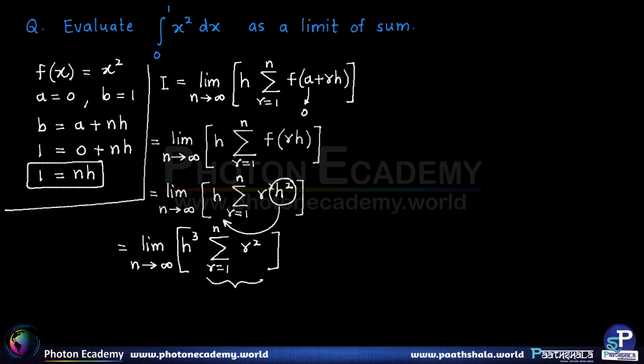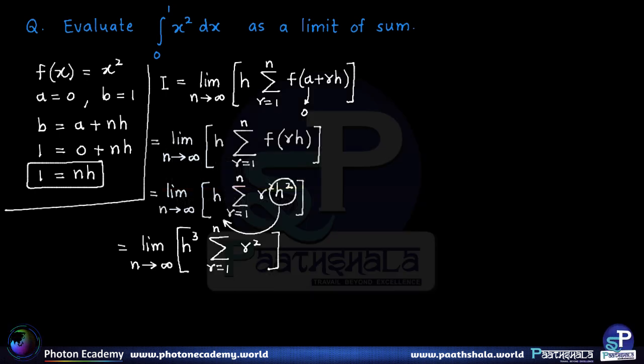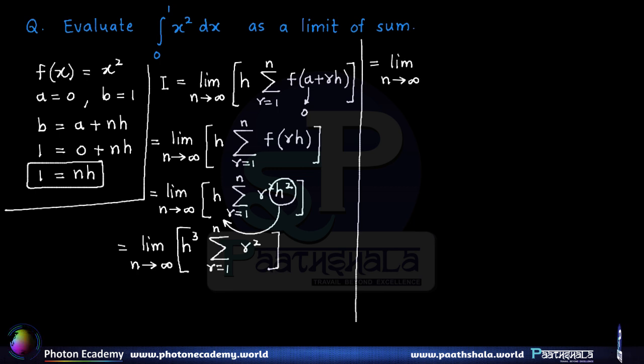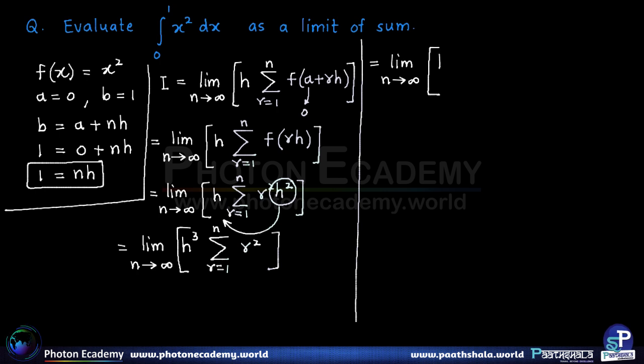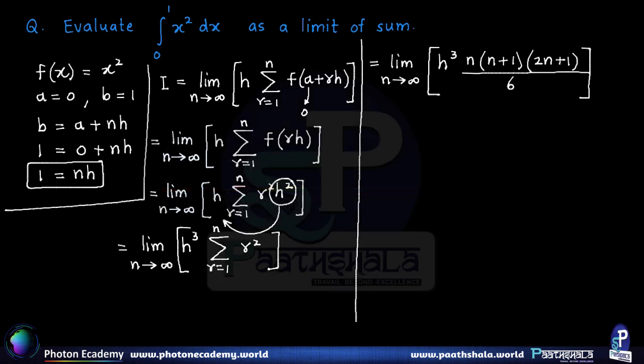So what is the meaning of this summation? We want to sum the squares of first n natural numbers, and from the sequences and series we already know that this is a standard result. So let us write that result, where n tends to infinity, we have h cube, and summation is nothing but n into n plus 1 into 2n plus 1 whole upon 6, which is a standard result. Sum of squares of first n natural numbers is given by this formula.